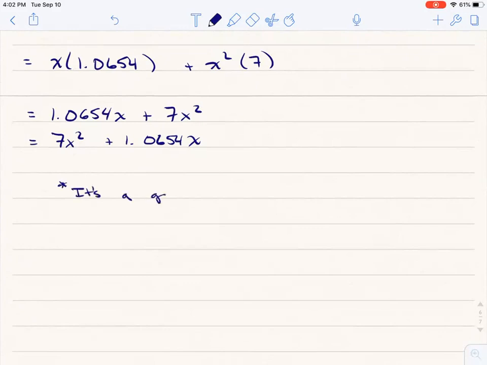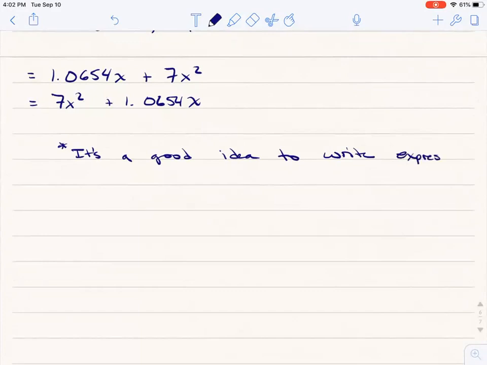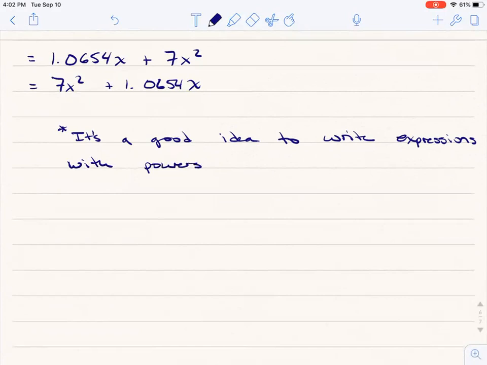Okay. It's a good idea to write polynomials in descending powers. Or it's a good idea to write, I'll just say expressions in general here, expressions with powers in descending order. Seven x squared plus 1.0654x. X squared, then x, and then the number if we have it.